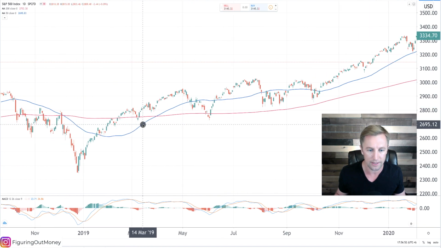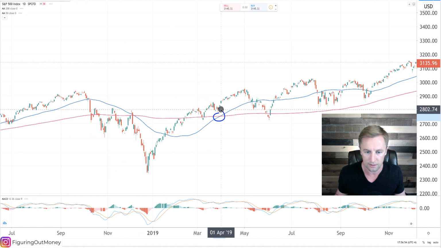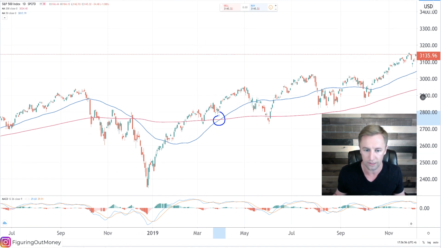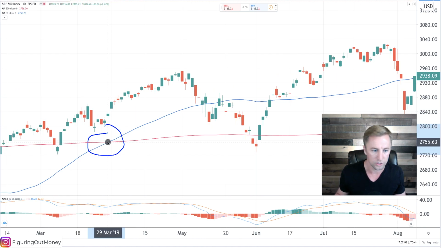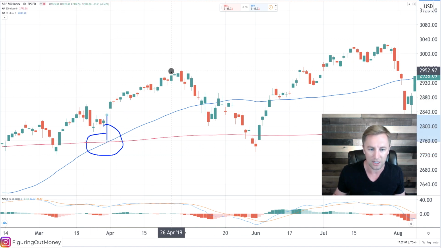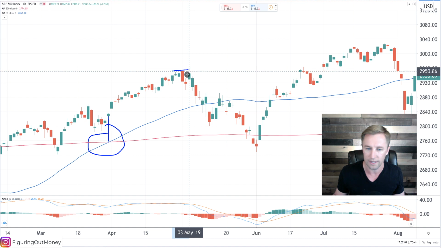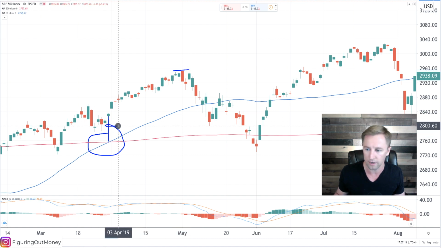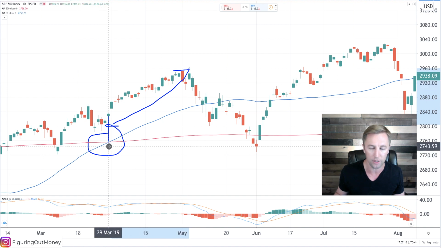This right here is a golden cross. Notice the 50 period going over the 200. Let's zoom into that. As soon as the price crossed over right here, you notice that the market came up as high as 2,957 from this low point of 2,800. So that was a pretty decent move up when the market crossed over.